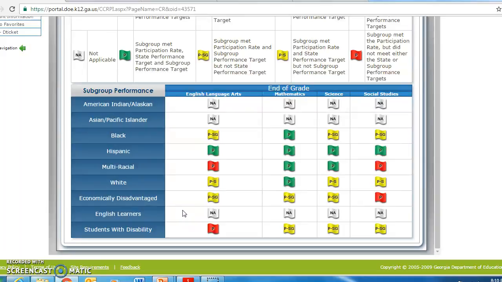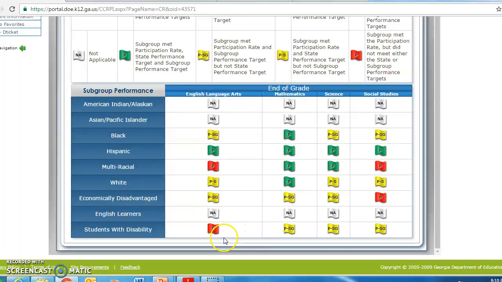If we look at our economically disadvantaged students, you'll see we have 3 yellow flags, so we get credit for those flags because the subgroup met the participation rate. There were enough students, and they met the subgroup performance target. They did not meet the state performance target, but we did meet the subgroup performance target. Now, in social studies, our economically disadvantaged students met the participation rate. There were enough students, but they did not meet the state nor the subgroup performance target, so we did not get credit for that.